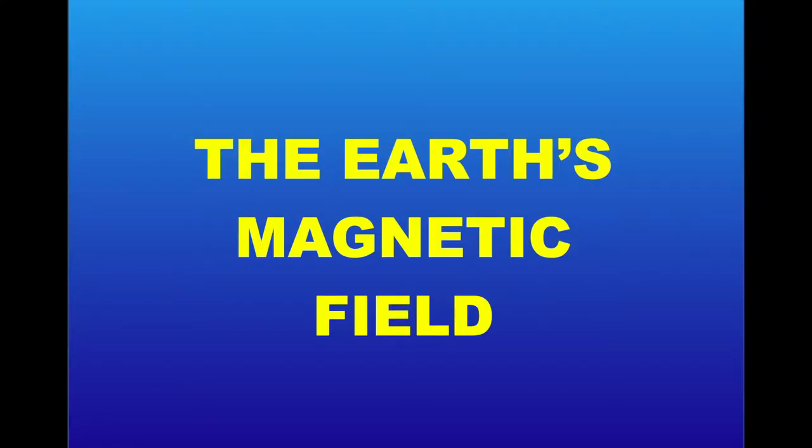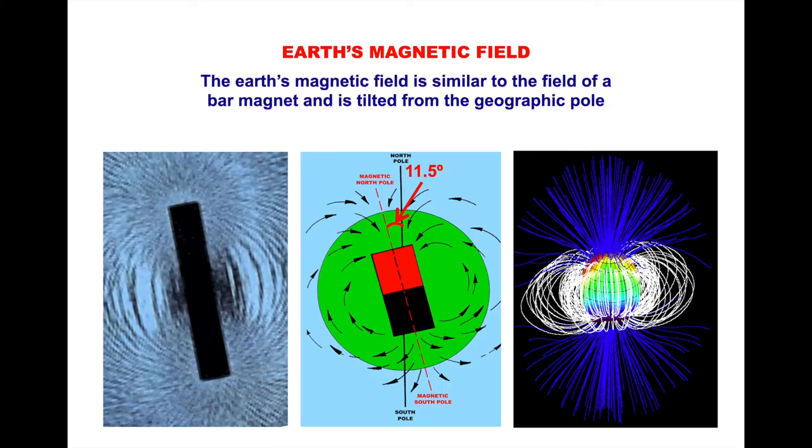The Earth has a magnetic field, and our compass points to that magnetic field. So when we look at the Earth, the magnetic field is similar to the field of a bar magnet. It's tilted slightly and it will rotate slightly, so it changes very slightly each year. The magnetic North Pole and the true North Pole are not aligned and they're slightly out. And that's the same for the magnetic South Pole and the true South Pole. The difference between the magnetic pole and the geographical pole is known as variation.